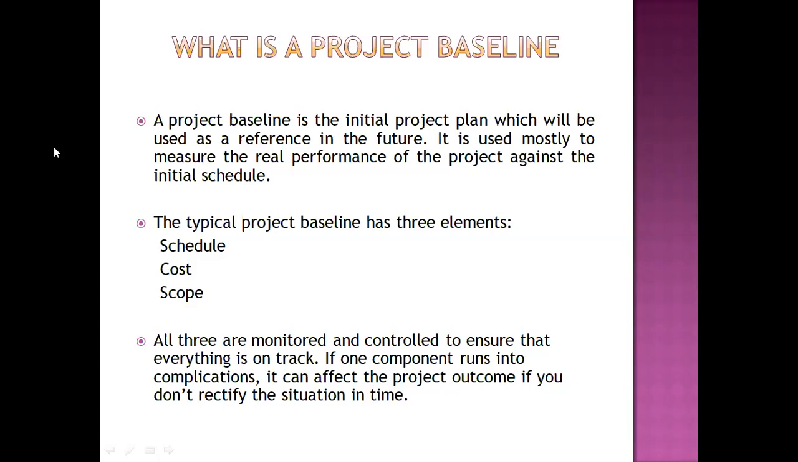The typical project baseline has three elements: schedule, cost, and scope. All three are monitored and controlled to ensure that everything is on track. If one component runs into complications, it can affect the project outcome if you don't rectify the situation in time.